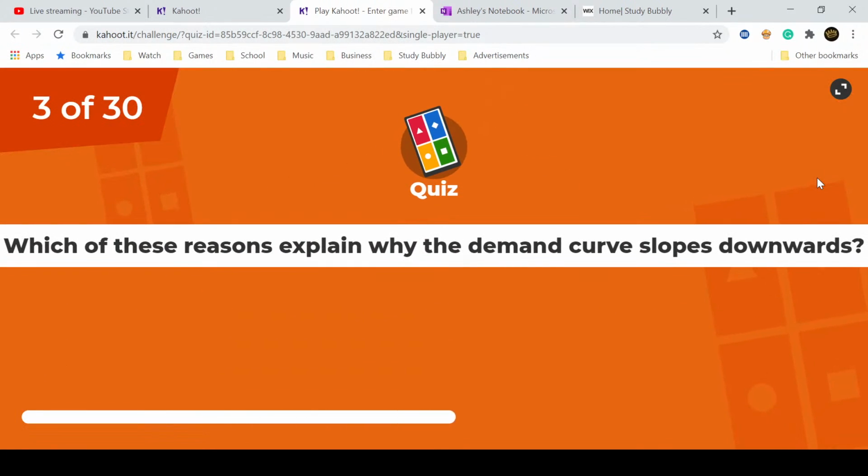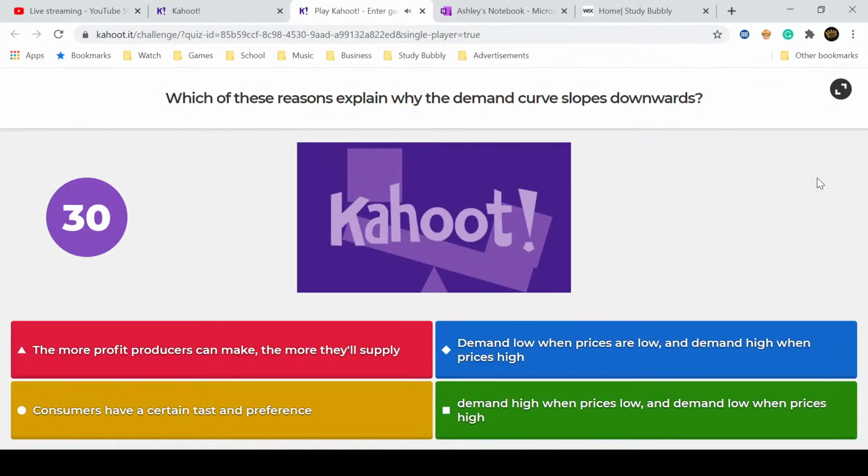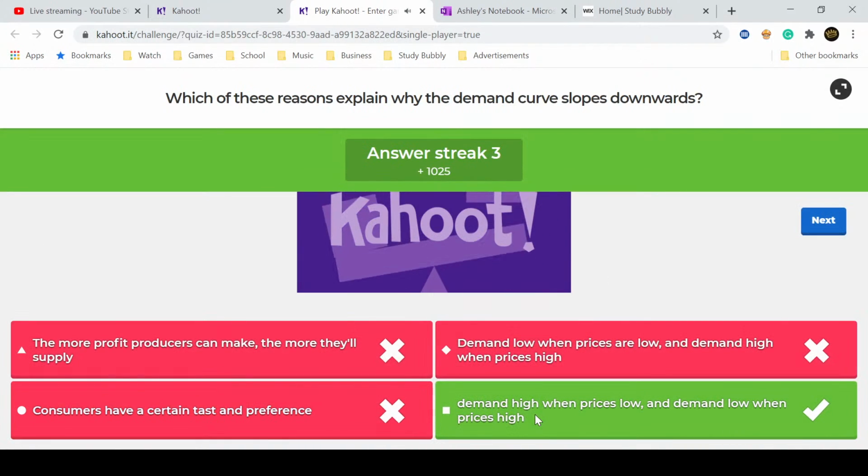The next question, which of these reasons explain why the demand curve slopes downwards? So basically, that's just kind of what it says. No one wants to buy things when prices are high, and that's why demand would be low. And when prices are low, people are going to want to buy things. Like, if a Gucci purse was $500, well, actually, Gucci's not a good example. People are just crazy. Anyways, if Sprite suddenly made their cans of soda $10, no one would buy it. Demand would be so low. But a can of Sprite costs like $1. Demand would be high because everyone just wants a can of Sprite that's cheap.